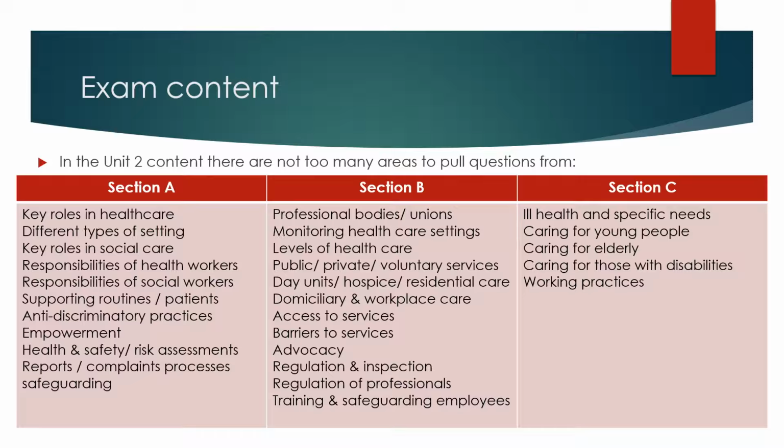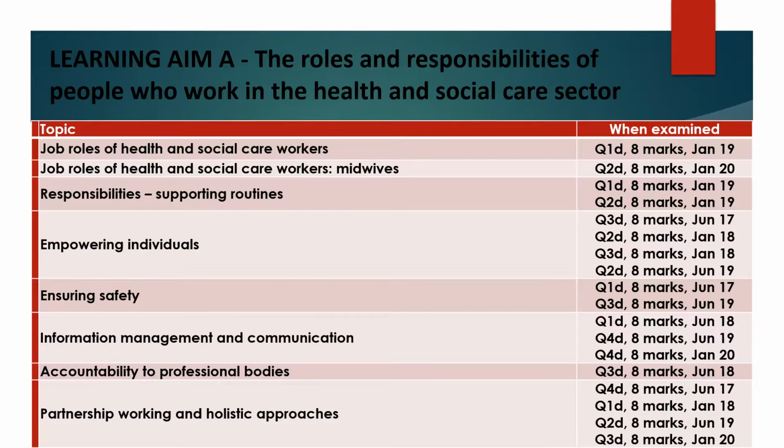So here again for section A, a lot of it's to do with roles, responsibilities of professionals, stuff to do with anti-discriminatory practice, empowerment, health and safety, safeguarding. Section B is more about the structure of the care system, the regulatory bodies, how they're managed, the types of services, the barriers to services available to individuals. And section C is always about age-related needs or specific needs. So care for the young, care for the old, care for those with disabilities.